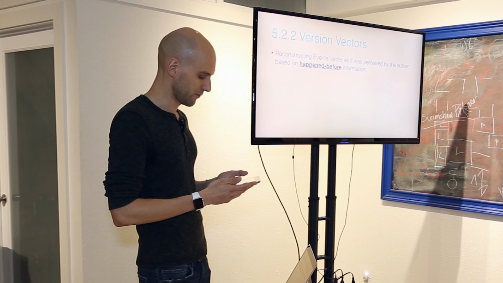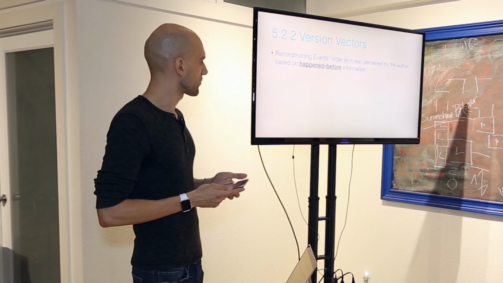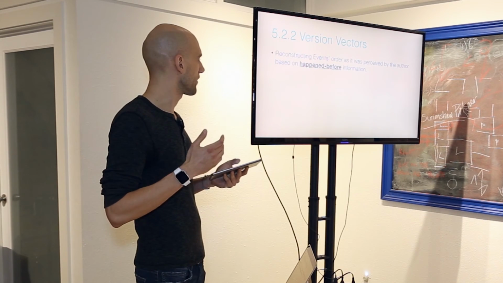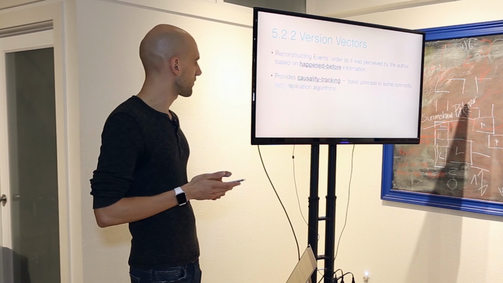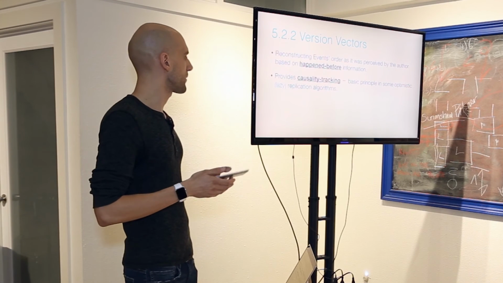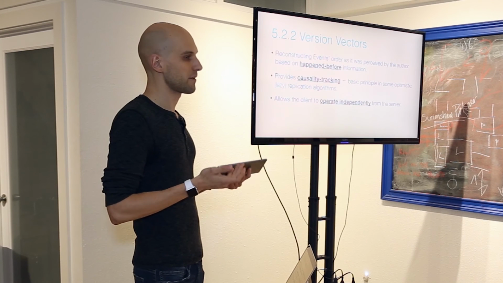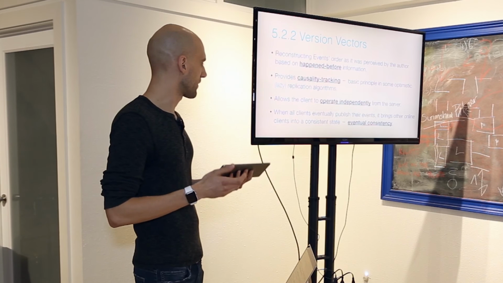So we turn to version vectors. We want to reconstruct the events order as it was perceived by the author, based on what-happened-before information. This provides us causality tracking. It's a basic principle in some optimistic replication algorithms. It allows the clients to operate independently from the server. It allows for clock skew or being completely offline.